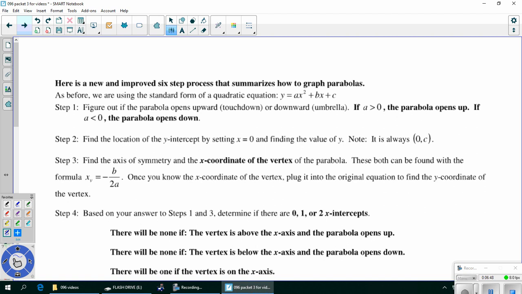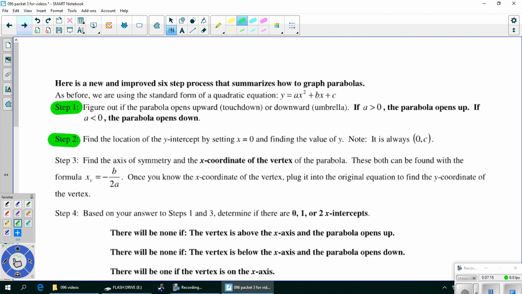Here's a new and improved 6-step process to graph parabolas. I'm going to highlight the things that are the same and then the things that are different. Step 1, figure out if the parabola opens up or down. That's the same. Step 2, it will go green for the same. So you just go ahead, green means go, do exactly what you did before when we graphed parabolas a few classes ago. Step 2 is the same, find the y-intercept by setting x equal to 0.